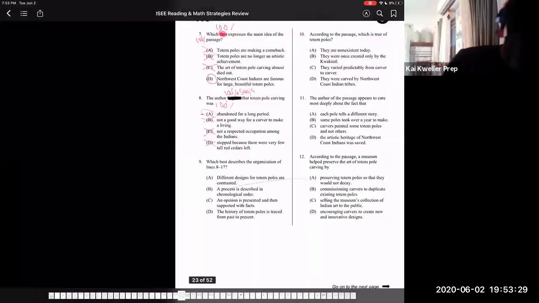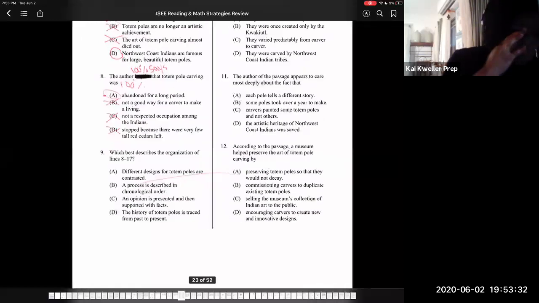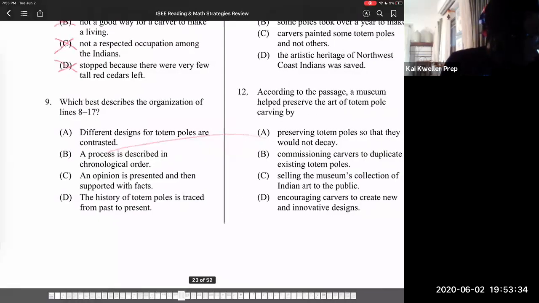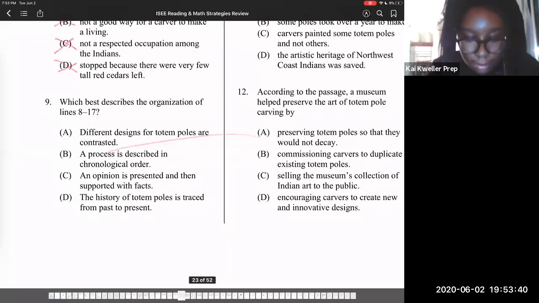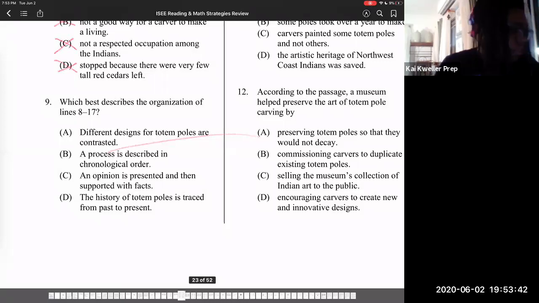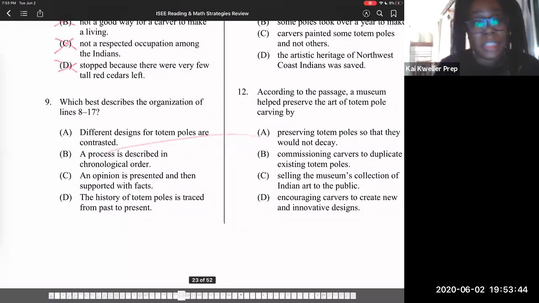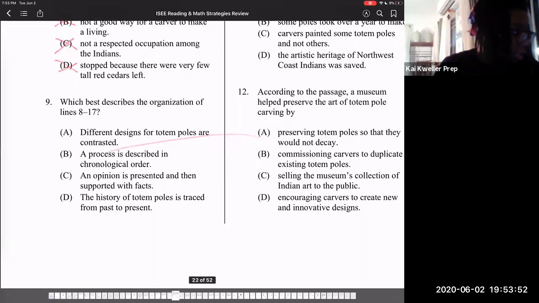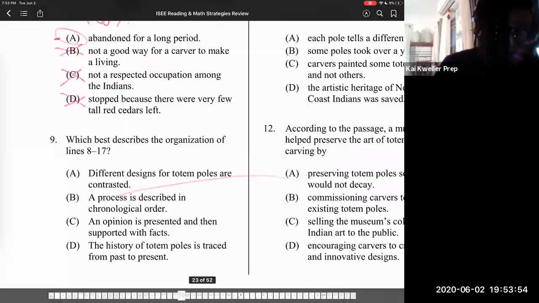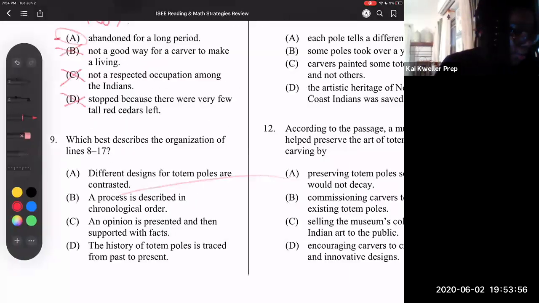Okay, cool. 8 through 17. The organization of 8 through 17. So, different designs for totem poles are contrasted. No. They only talk about how he makes totem poles. They don't really contrast too many different types of totem poles being made. Okay, so we're going to cross that one out because it's not in the text.